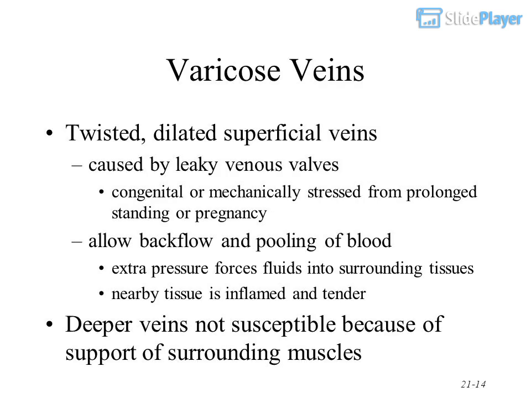Varicose veins are twisted, dilated superficial veins. They are caused by leaky venous valves, which may be congenital or mechanically stressed from prolonged standing or pregnancy. They allow backflow and pooling of blood. Extra pressure forces fluids into surrounding tissues, so nearby tissue is inflamed and tender. Deeper veins are not susceptible because of the support of surrounding muscles.